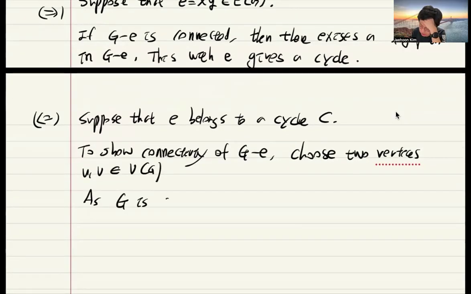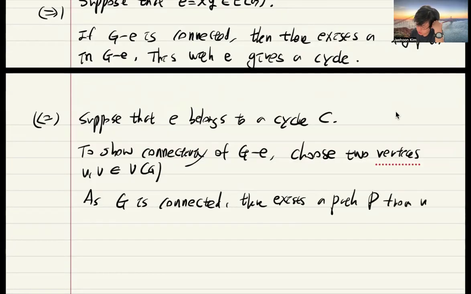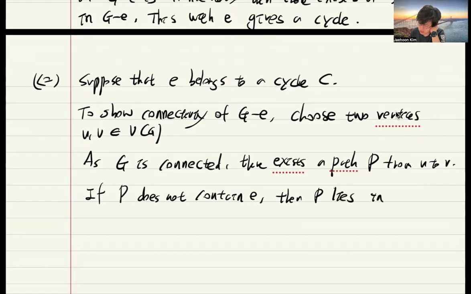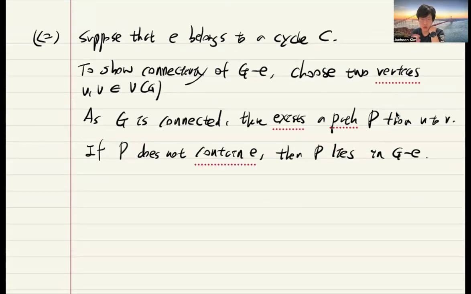As G itself is connected, G without deleting E is connected, there exists a path P from U to V. And what's the case? If this P does not contain E, then this P lies in G minus E. So we found the UV path in G minus E. So we are done.